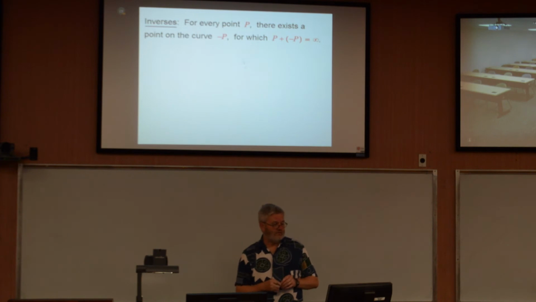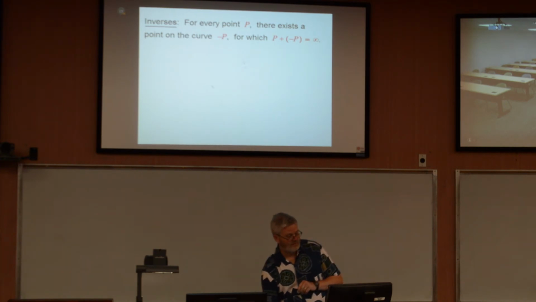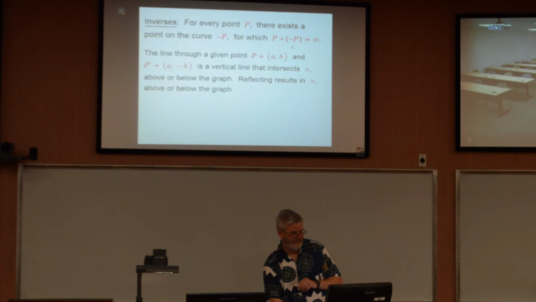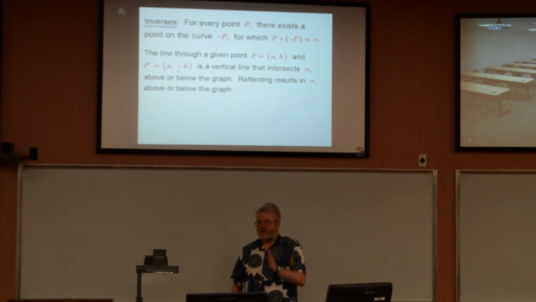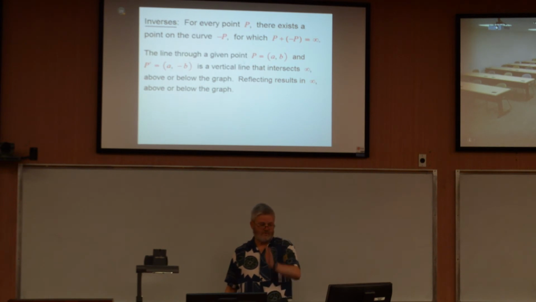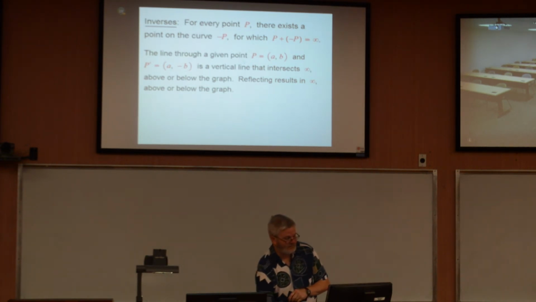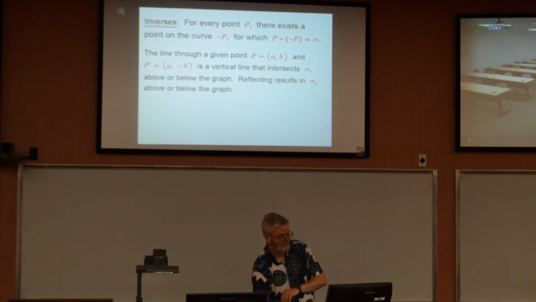Inverses. For every point P, there exists a point on the curve, we'll call it minus P, for which P plus minus P is infinity. So the line through a given point P and this point, notice they have the same x-coordinate, so they'll lie on a vertical line. So any points with the same x-coordinate will be on a vertical line. That'll intersect the point at infinity, either above or below the graph. And if you reflect that point at infinity, you go from above to below, or below to above, and you get back the point at infinity. So that gives you the inverse of P, denoted by minus P, which is (A, minus B).